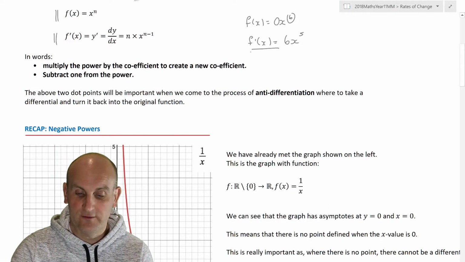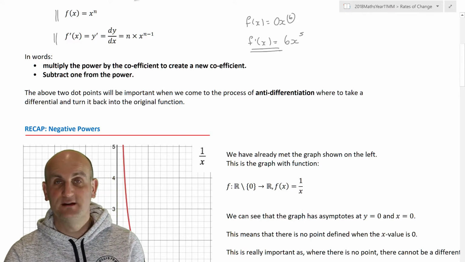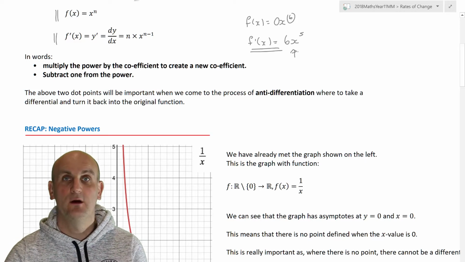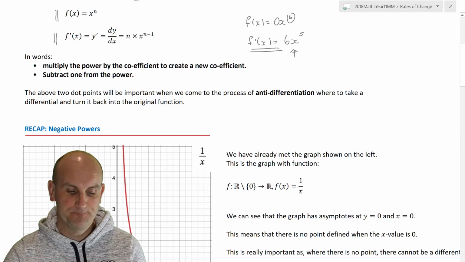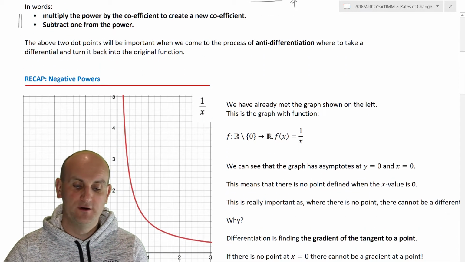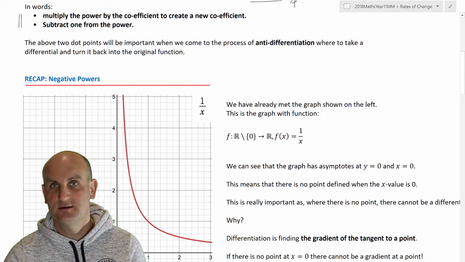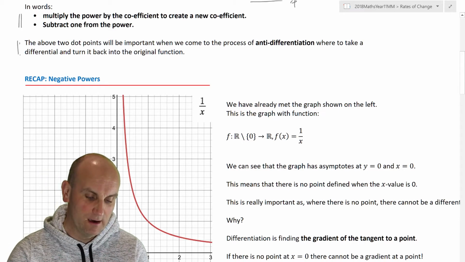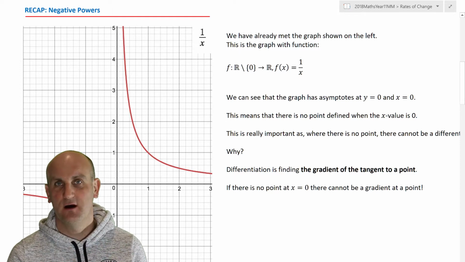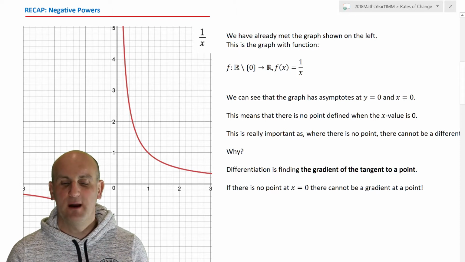What that tells me is to find the gradient of the tangent of any point on that graph, all I need to know is an x coordinate, and I can find that gradient at that point. And in words, we've said multiply the power by the coefficient to create a new coefficient and subtract 1 from the power. That's really important. Negative powers actually come up in differentiation all the time, but you need to understand what a negative power graph is.